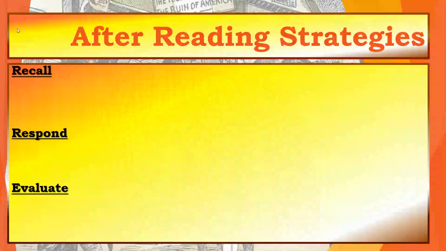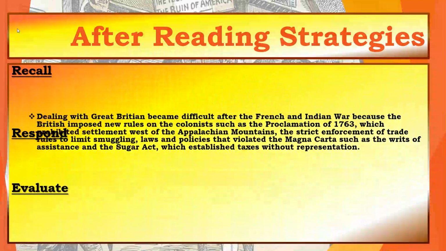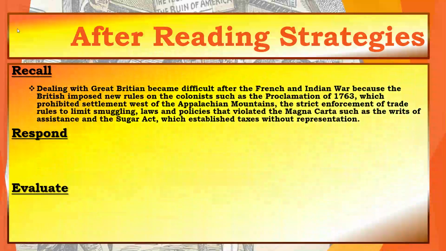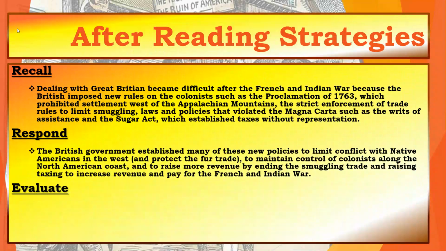Okay, so hey, let's do a quick recall and wrap this one up. Dealing with Great Britain became difficult after the French and Indian War because the British imposed new rules in the colonies, such as the Proclamation of 1763, which prohibited settlement west of the Appalachian Mountains. The strict enforcement of trade rules to limit smuggling, laws and policies that violated the Magna Carta, such as the Writs of Assistance and the Sugar Act, which established taxes without representation. So that's what's covered in this section.